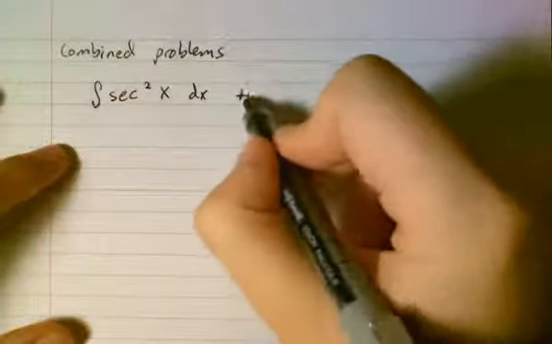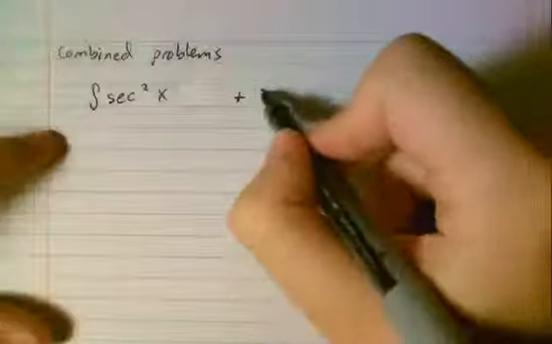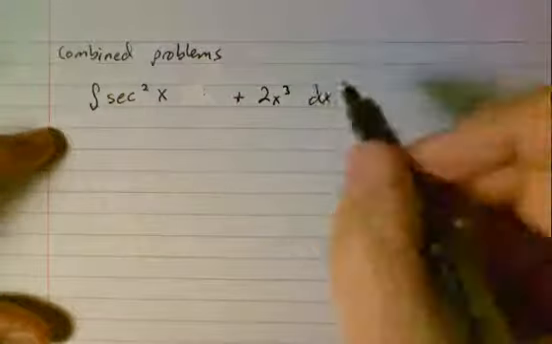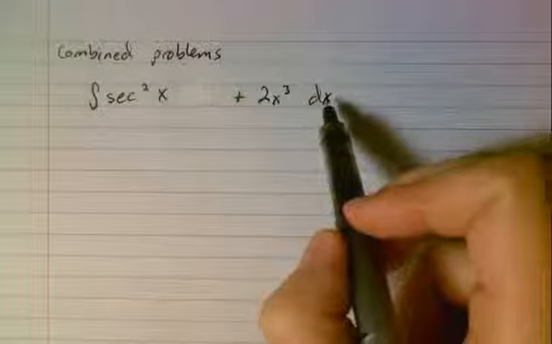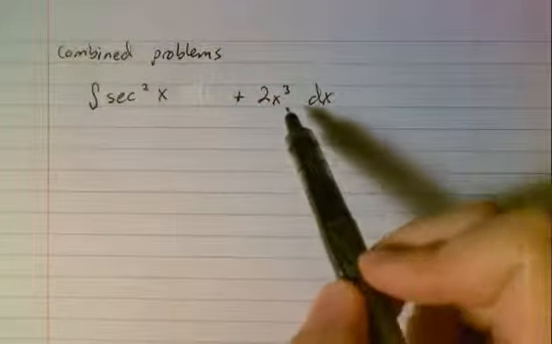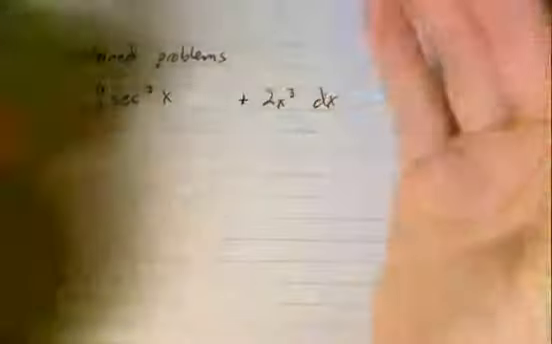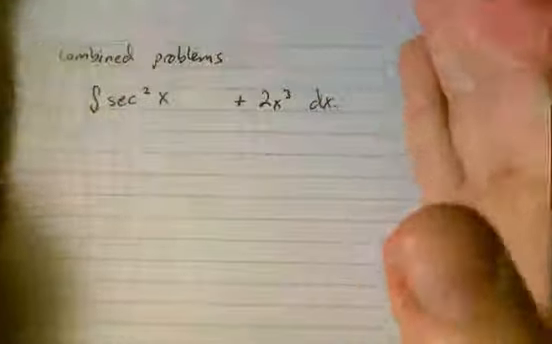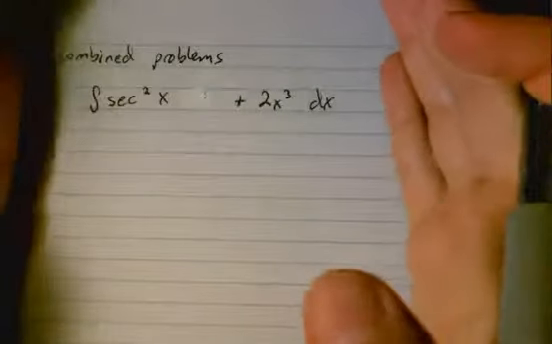So, combined problems. Let's find the antiderivative of the secant squared of x dx. Oops, no dx yet. I'm not done with the problem. Secant squared of x plus 2x to the third dx. Now this dx tells us where to stop taking the antiderivative. So this whole thing, we could put parentheses around it if we wanted. This dx and the integral sign sort of form parentheses, saying everything in between is what we're taking the antiderivative of.